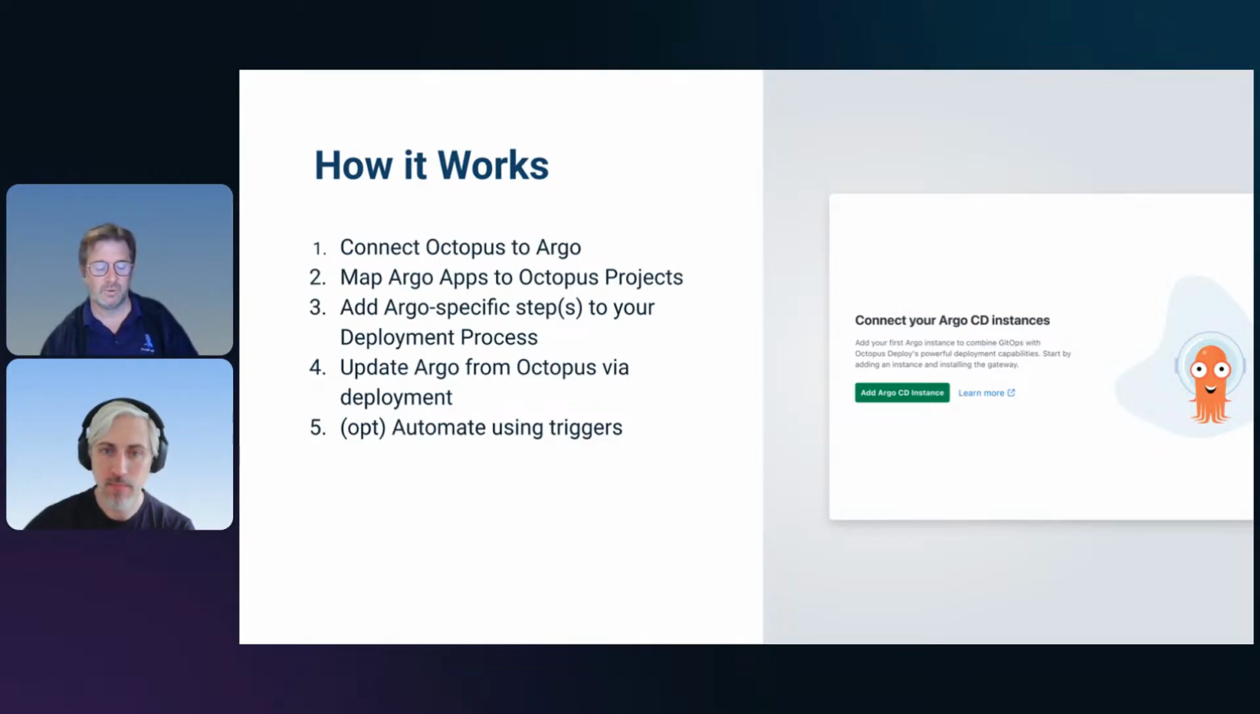Then we're going to do our release, deploy it out, and then hopefully be able to see some feedback. And then after all of that, hopefully we'll be able to use some triggers in Octopus so we can automate that whole process. So the next few slides, we're going to drill into each of these steps in a little more depth so we can really understand what's going on.